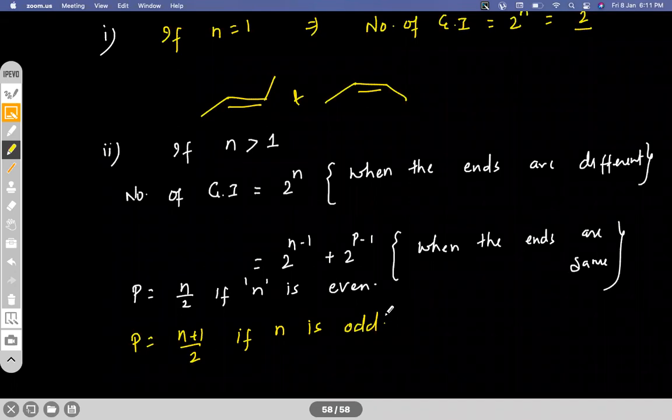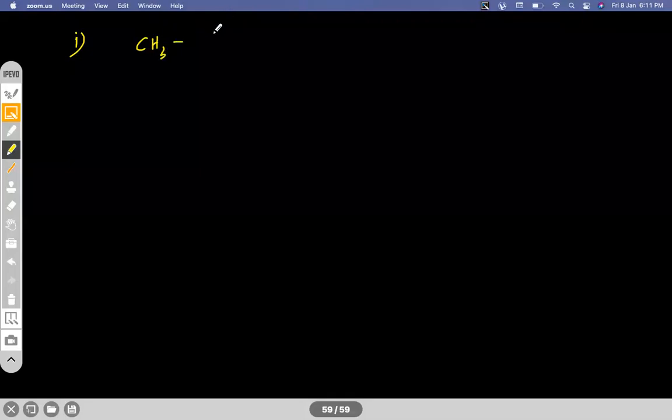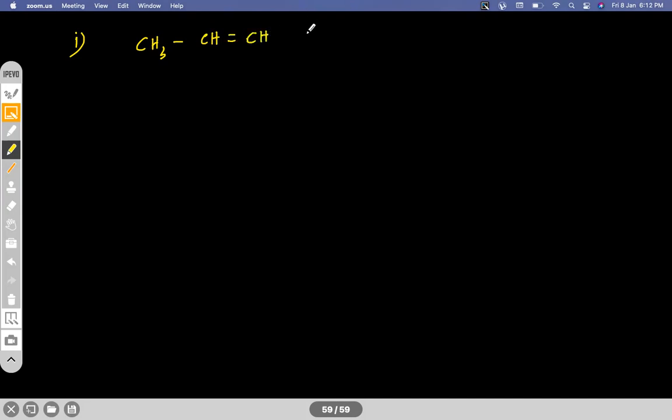Yeah, done. Okay, what do you mean by this? Ends are same or different? We'll discuss this with an example. Suppose the first question we have CH3, double bond CH, single bond CH, double bond CH, Cl.